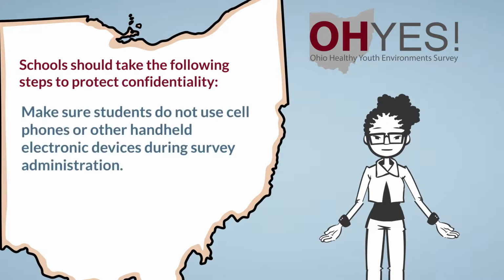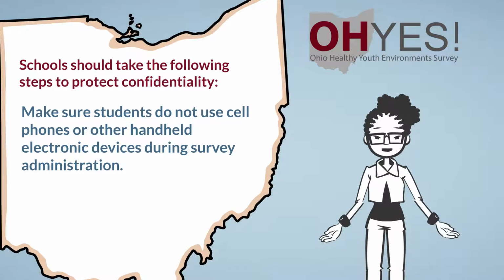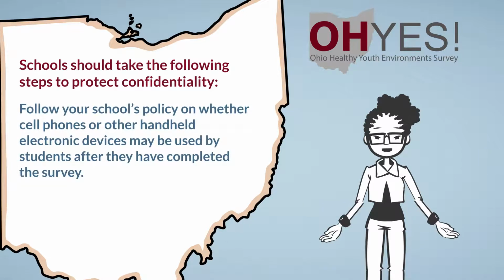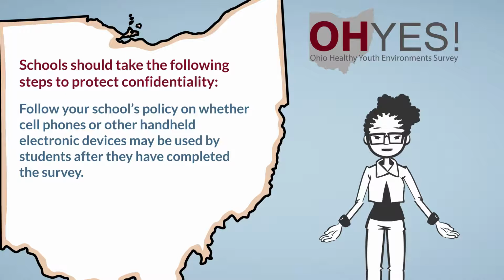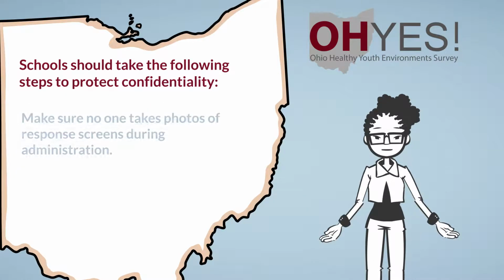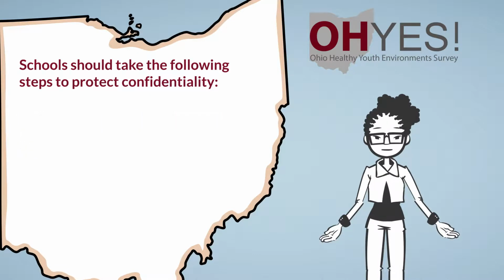Make sure students do not use cell phones or other handheld electronic devices during survey administration. Follow your school's policy on whether cell phones or other handheld electronic devices may be used by students after they have completed the survey. Make sure no one takes photos of response screens during administration.